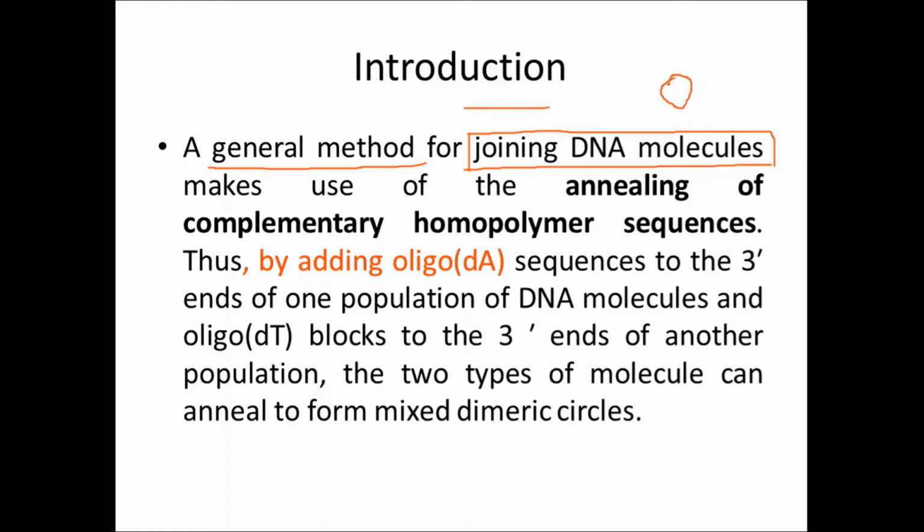Annealing is the principle behind homopolymer tailing. Annealing is a process to hybridize DNA at corresponding nucleotides. The involved DNA sequences must be complementary to each other, and only then does complementary annealing produce the recombinant vector.